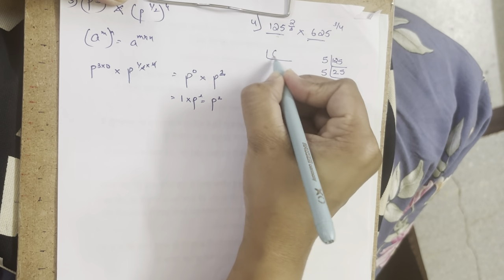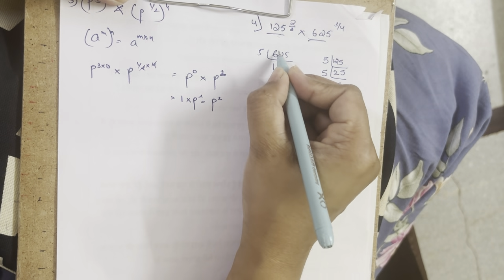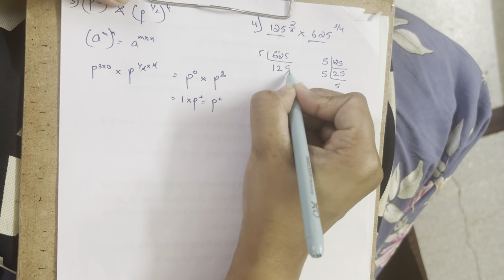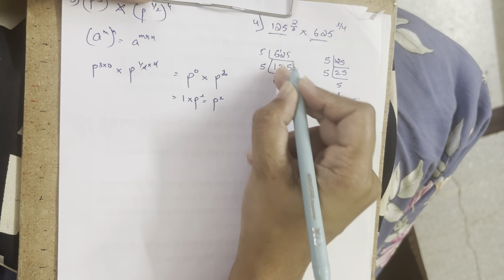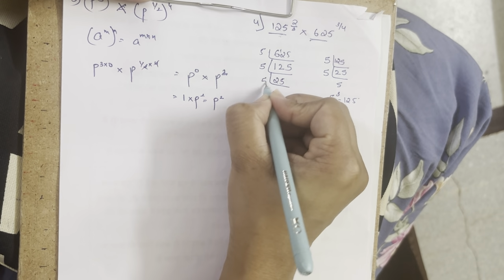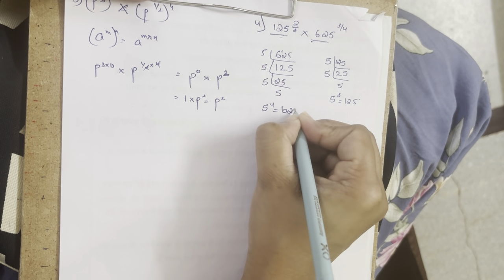Let's do it for 625 as well. So 625 again goes with the 5 times table. 5 1s are 5, then 5 2s are 10, 5 5s are 25, then 5 25s are 125, because 125 is coming again here, then 5 5s are 25. So 5 to the power 4 is equal to 625 is what you get.